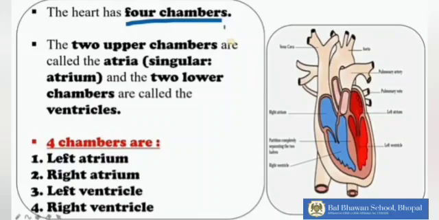Also children, just look at the slide carefully. You will also observe one thing. The right side of the heart is showing blue color. Any guesses why? Yes, it is carrying impure blood. Impure blood means the blood that is carrying carbon dioxide. Carbon dioxide is a waste, isn't it? Just look at the left side of the heart. It is red. It is carrying what? It is carrying pure blood, or I can say it is carrying oxygenated blood. Alright.